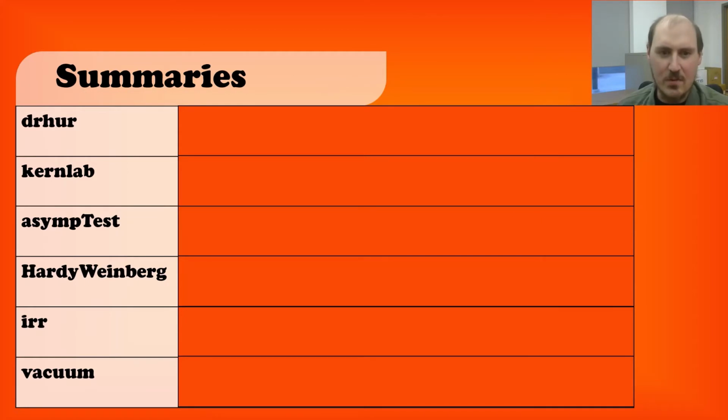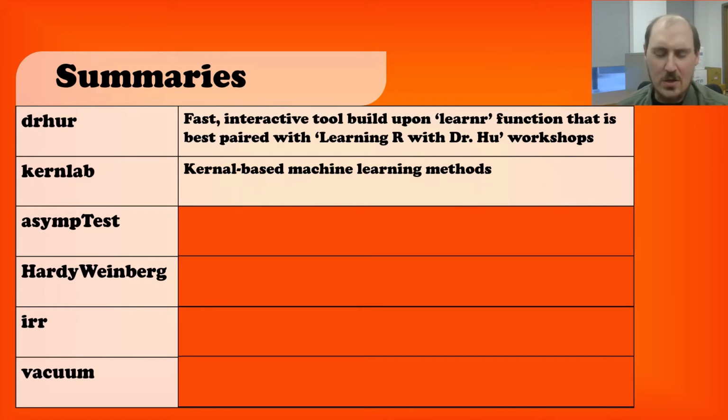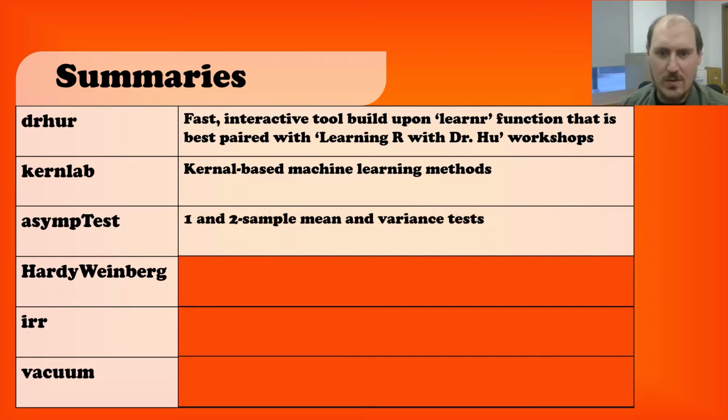So here are our summaries. dhur is built as a fast interactive tool built on the learner function. It's paired with these Learning R with Dr. workshops, so we'll dig into that. Kern Lab is kernel-based machine learning methods. So not so much of a tutorial, even the lab's in the name, but just typical methods for machine learning. Asymp Test is 1 and 2 sample mean and variance tests, and there's a little more to it than that, but we'll take a look.